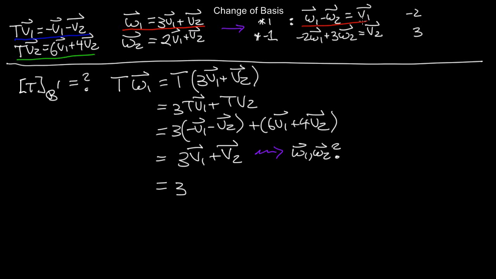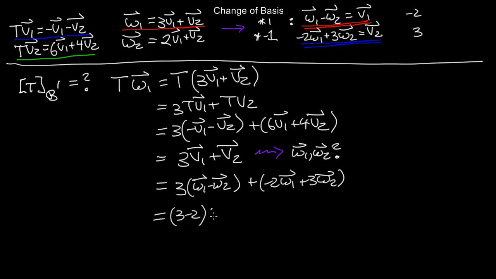Let's see, I've got 3V1. I now have V1 in terms of the W's, so I can plug that in to get W1 minus W2. And let's see, V2 I've got here in terms of the W's. So I plug in -2 W1 plus 3 W2. And I group terms. 3 minus 2 is 1, so I get 3 minus 2 there. And then, let's see, -3 plus 3 W2. And what I get is simply W1. So now I've computed T of W1 in terms of W1 and W2.